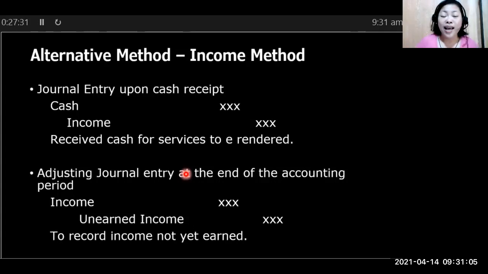In the liability method, we record the earned portion of the deferrals. In the income method, we record the unearned portion of the amount initially received. The unearned, the portion you have not yet rendered, that you have not yet earned.